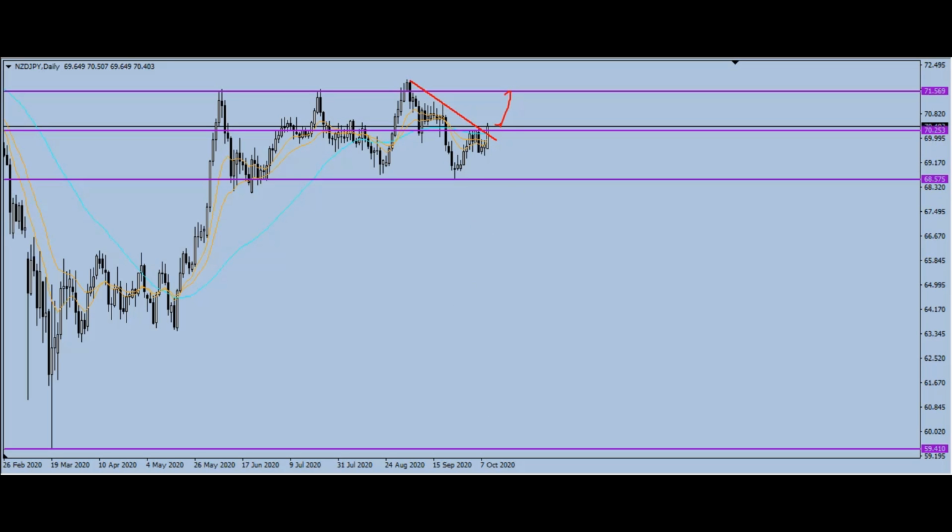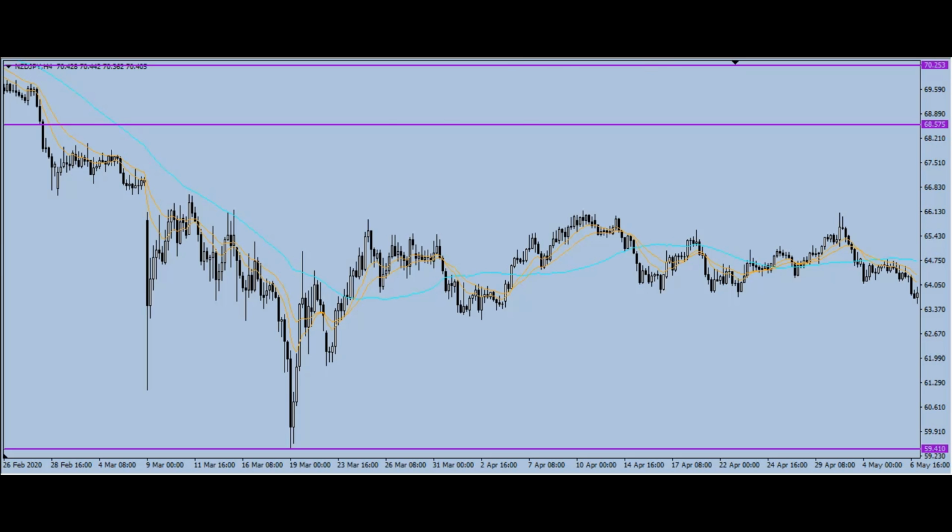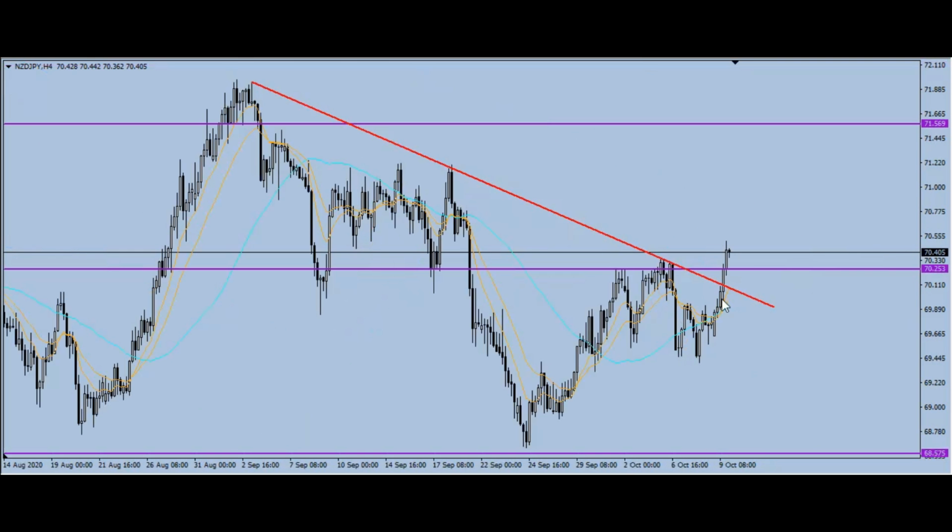There's nothing much to speak about it. I'll move on to the 4 hour time frame now and see what we have. On the 4 hour time frame, we can see the clear impulse to the upside, breaking this trend line.